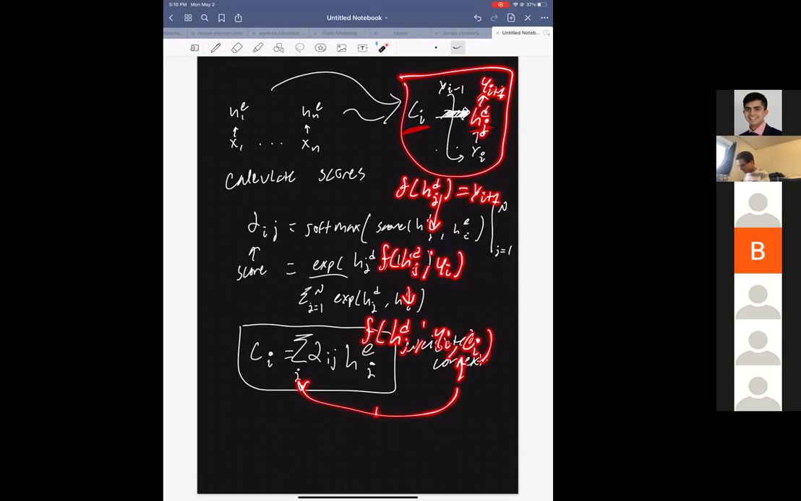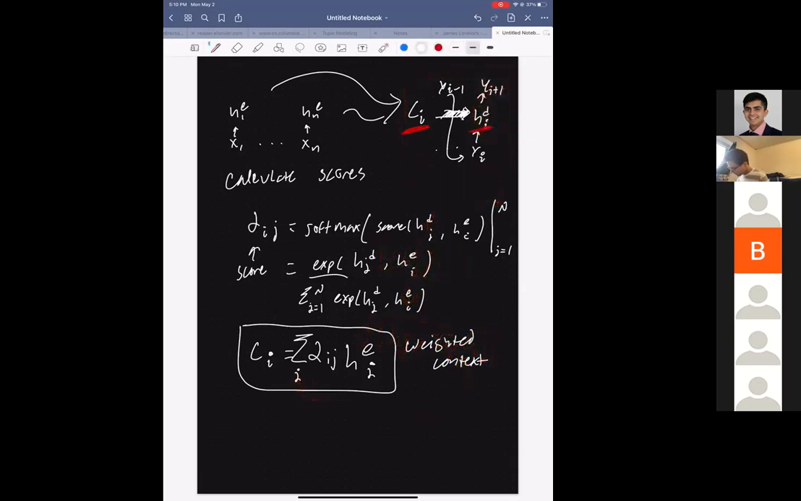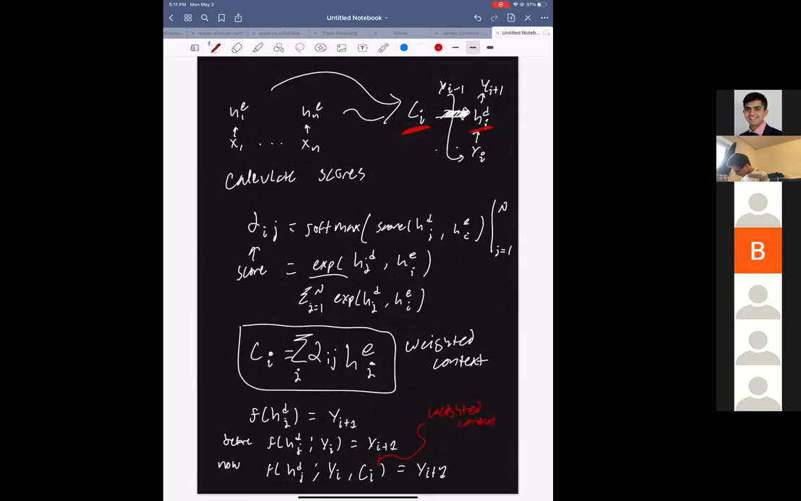Okay. So maybe I should actually write this instead of just using a laser pointer. So we have some function, and that's going to be taking the decoder state h_j to create y_{i+1}. Before, that function really secretly depended on y_i to create y_{i+1}. Now it's going to take not only the y_i, but also the c_i. And this c_i is the weighted code. And actually, I should say before, it would not depend only on... oh, okay, this is correct. This is actually correct.